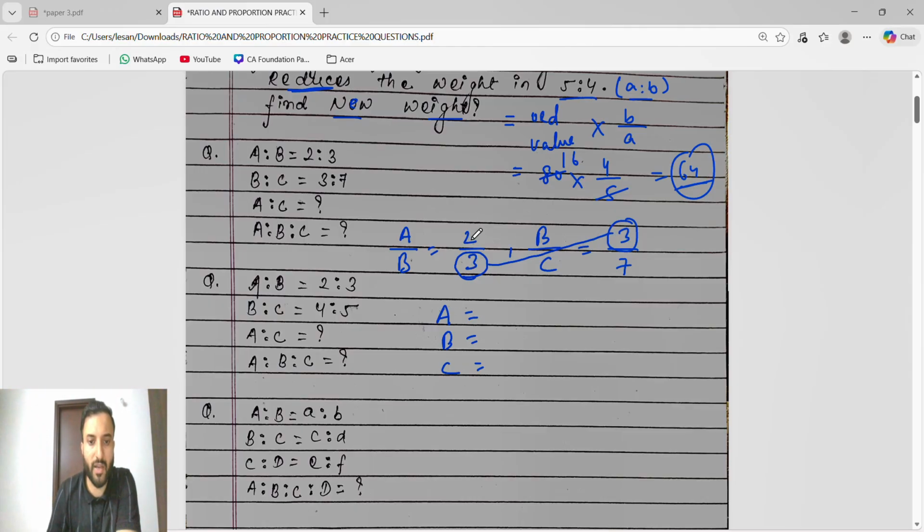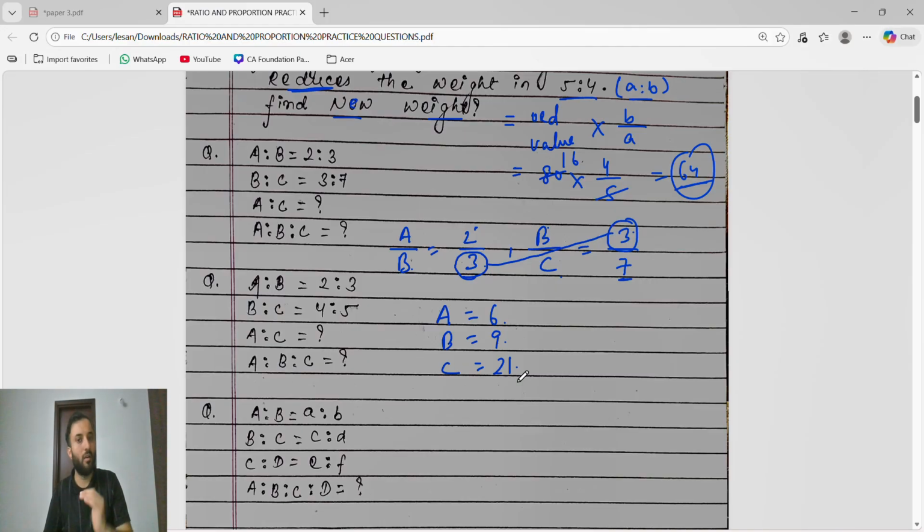For finding a, where a is in the numerator, we will go in sequence order. Where a is in the numerator, we'll go from a to b, meaning numerator into numerator, 2 3 the 6. Okay. Then for finding b, where b is here, starting from b we'll go b to b, so 3 3 the 9. Now next, what we have to find is c. Where c is here, we'll start with b then c, so 3 7 the 21. Correct. You know how to find the continued ratio.